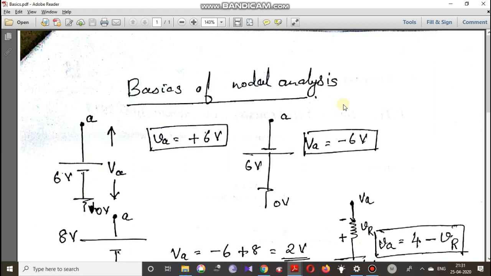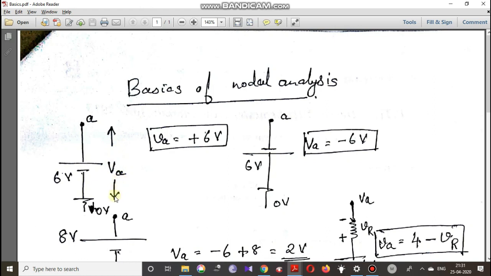Before going into the equations of nodal analysis, we can try to understand some basics of how to find a node voltage. So this is our first case. Here, this is our ground which is at 0 volt, and this is our node A. The voltage of node A is designated as VA.